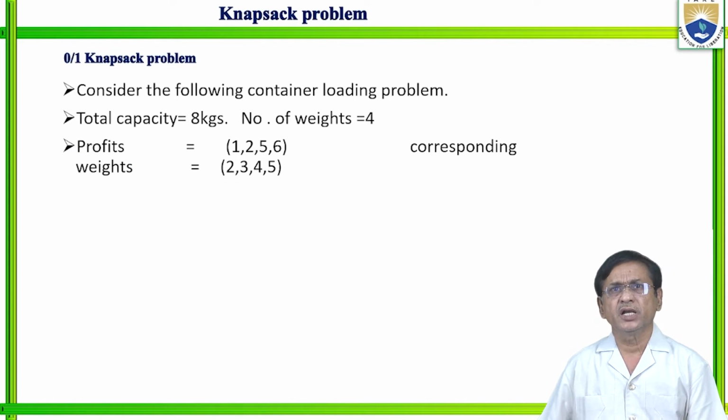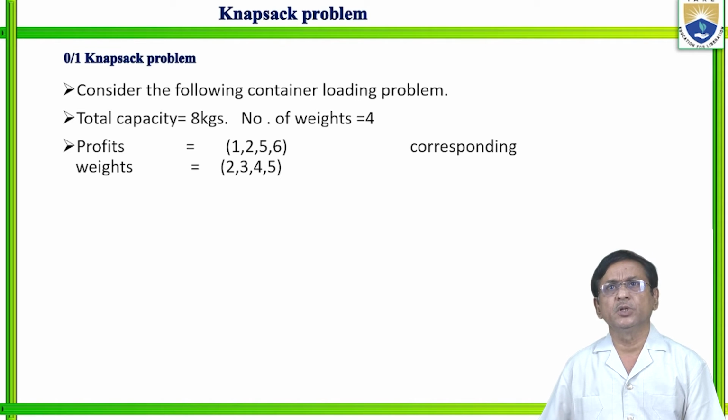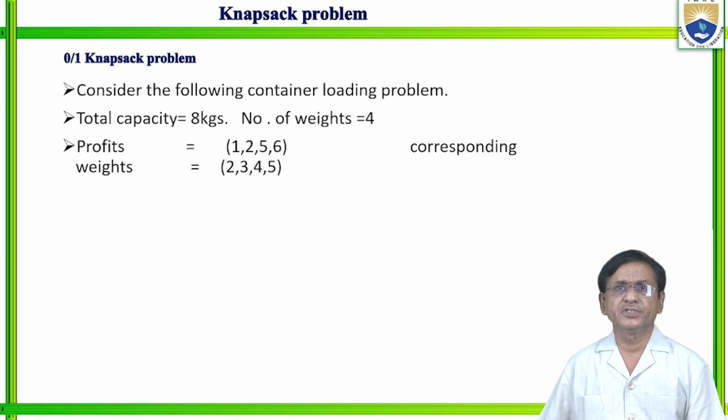Now consider the 0-1 knapsack problem. Consider the following container loading problem. Total capacity of the knapsack is 8, number of objects is 4, and profits are 1, 2, 5, 6, and weights are 2, 3, 4, 5.